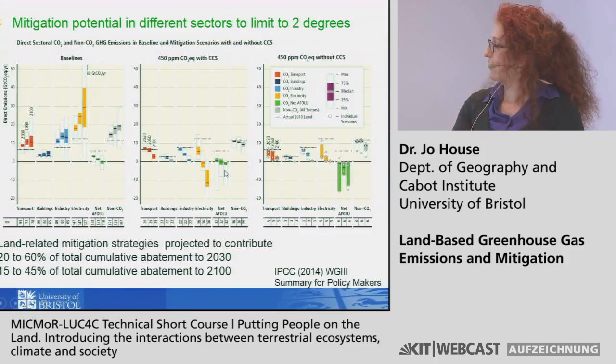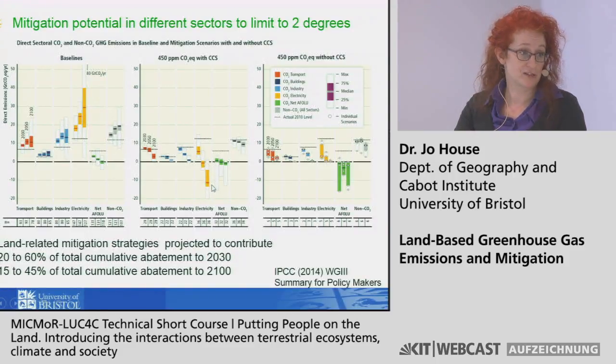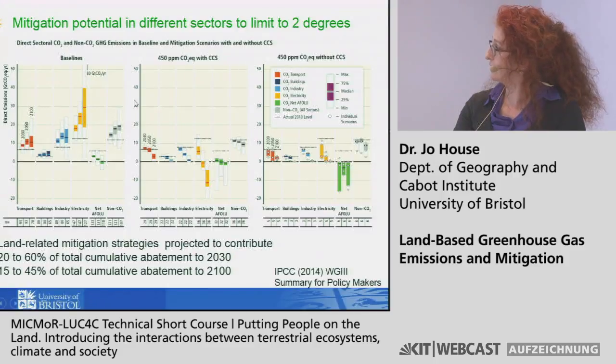And you see there's quite a heavy reliance on bioenergy with carbon capture and storage. That's what's going on here in the electricity sector. So the bioenergy negative emissions are kind of accounted for in the electricity sector. And here's your negative emissions and carbon capture and storage. Here's your negative emissions from afforestation.